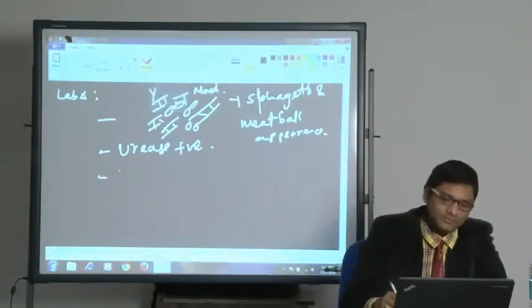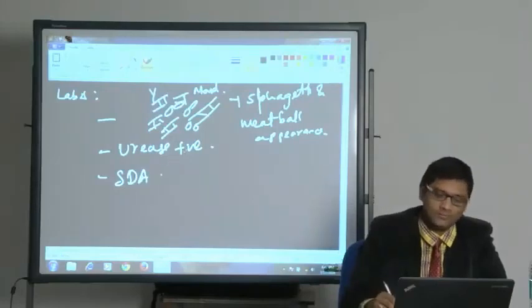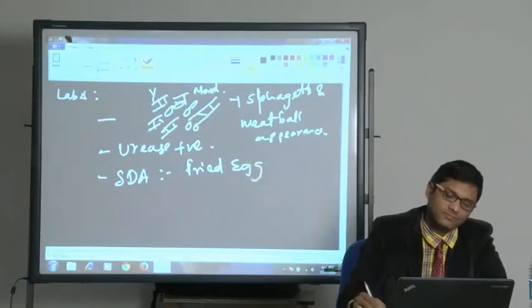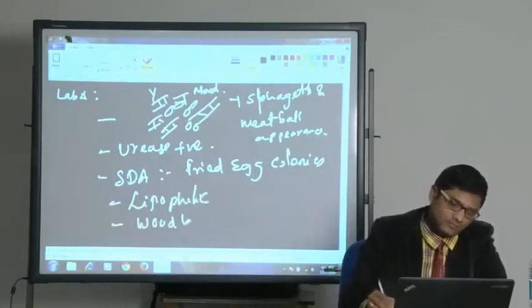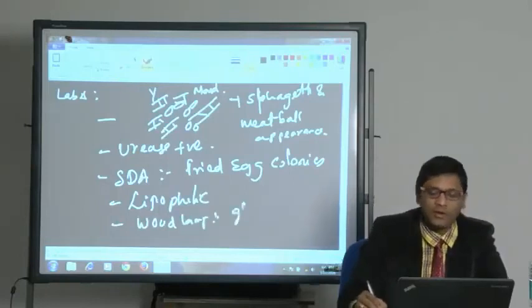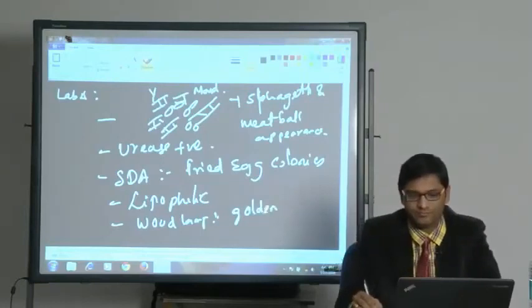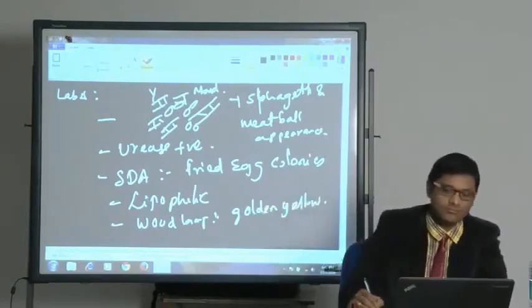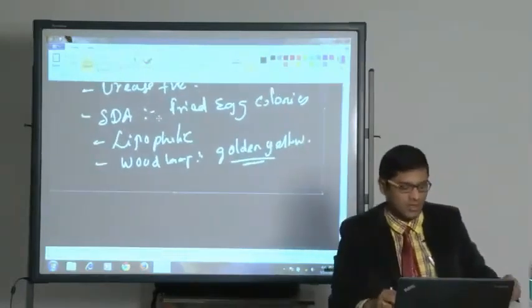On SDA, that is Sabouraud dextrose agar, it produces typically fried egg colonies. Of course, don't forget it is a lipophilic fungus also. And on Wood's lamp examination, typical golden yellow color is produced.